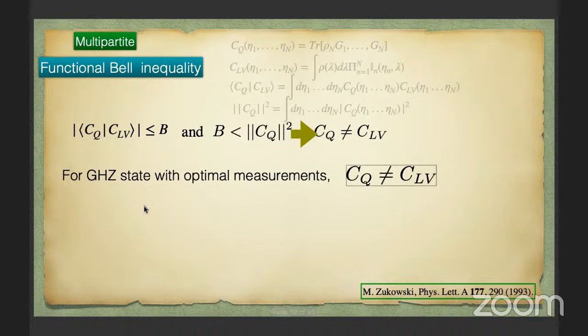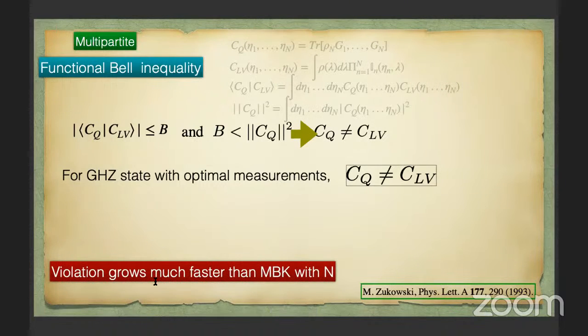It was shown that if you have a GHZ state, for example, and if you can find an optimal measurement, you can always show for the n-party GHZ state that it violates the Bell inequality. At the same time, later on, we have shown that for W states and other states, they also violate the functional Bell inequality. And we have also shown some bound entangled states which also violate the functional Bell inequality. The important point is that the violation actually grows much faster than the Mermin-Belinskii-Klyshko inequality with the number of parties.